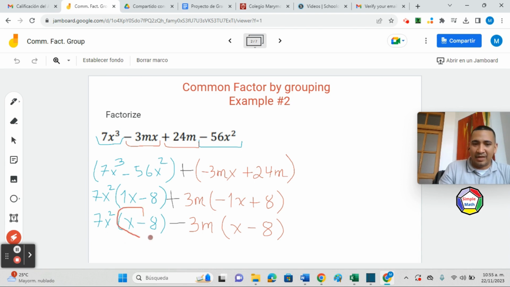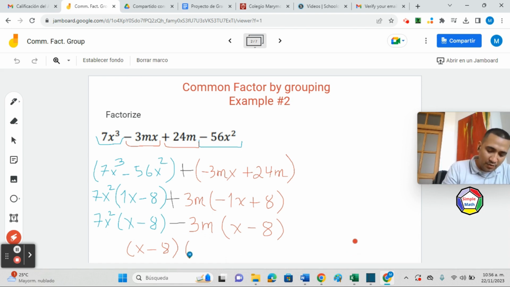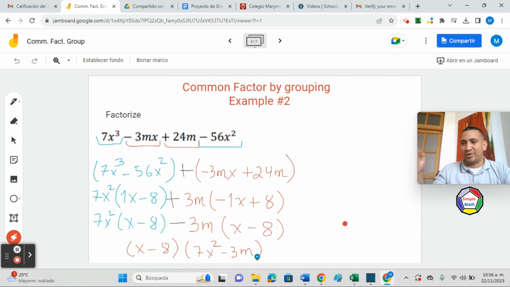Which is the last step? The repeated parentheses, we write it once. Yes, we write it once. So I'm going to write x minus 8, which is the parenthesis that is repeated. And in the other parentheses, I will write the things that we have outside of the two parentheses. So I'm going to write another parenthesis with 7x exponent 2 minus 3m. And that's all. That's the way we apply common factor by grouping.